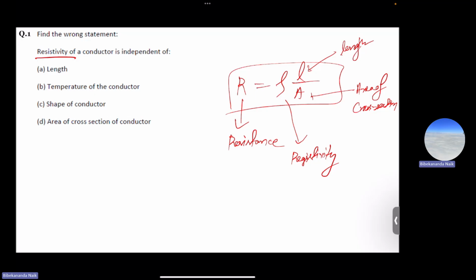But the length and the shape of the conductor do not affect the resistivity. They affect the resistance, because resistivity is independent of length. It does not depend upon the shape of the conductor, and it does not depend upon the cross section of the conductor. Basically, the shape also includes the length and the area of cross section. Now the only option that remains is temperature of the conductor.